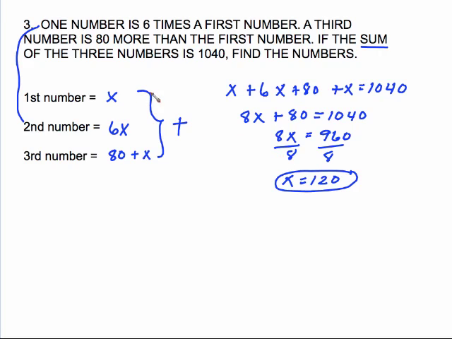So if x is 120, I put that 120 in for that x. Put 120 in for that x. 6 times 120 is 720. Put 120 in for that x. 80 plus 120 is 200. And you can check that by adding all those up, and you will get 1,040.